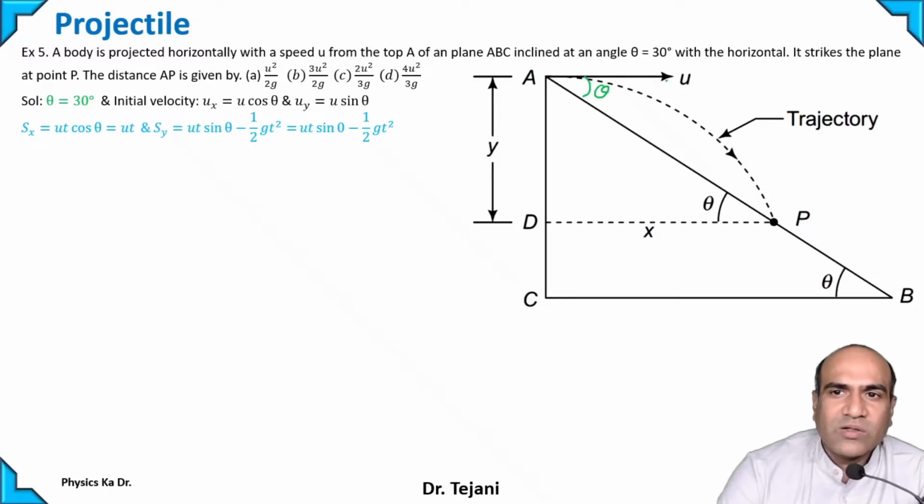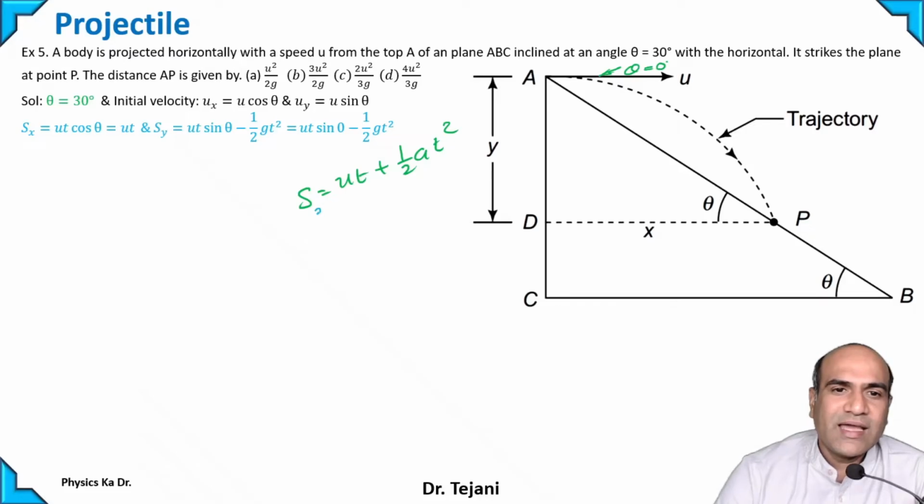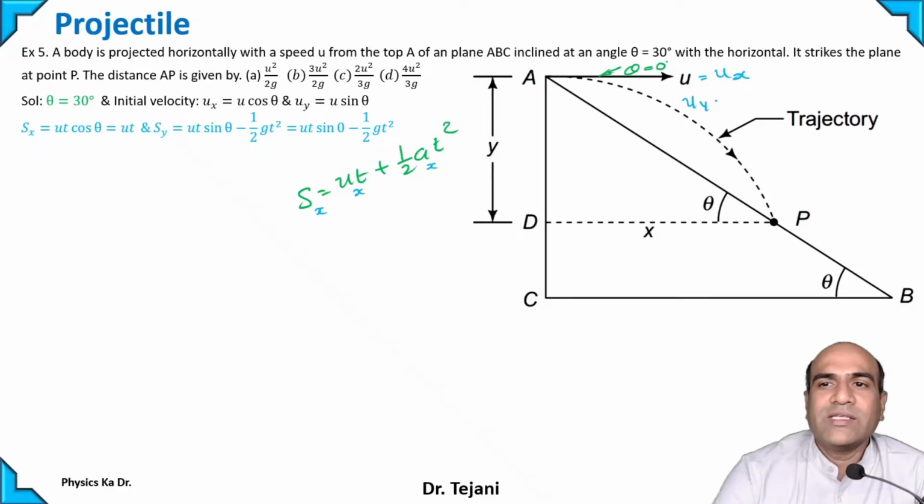When there is a movement along the horizontal axis, right, for this the angle theta becomes 0. So we know that s is equal to ut plus 1 by 2 at square. Here when we talk about horizontal movement, sx is equal to ux t plus half ax t square. And for that ux is equal to u cos theta, theta is 0, therefore u, and uy is equal to u sin theta, sin 0 is equal to 0, right?